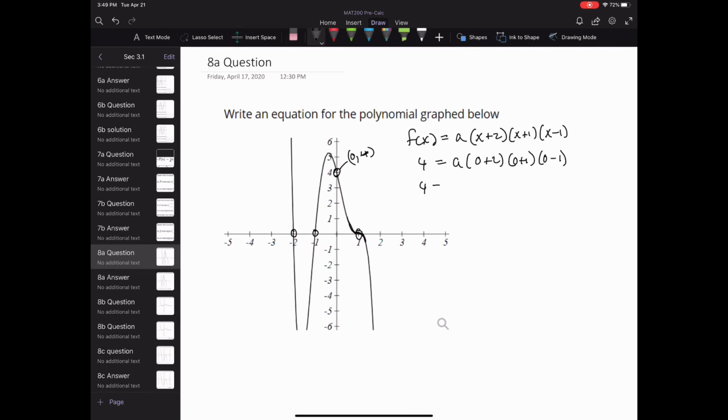So we're going to get 4. A, this is really just a number 2. This is really just a number 1. And that's really the number negative 1. 2 times 1 is 2.